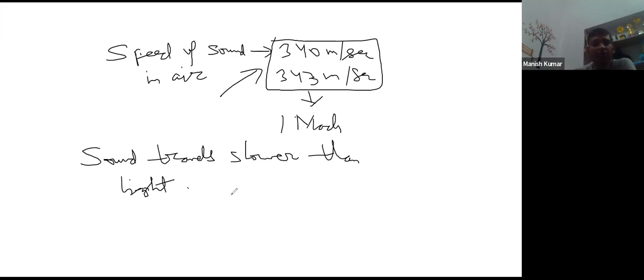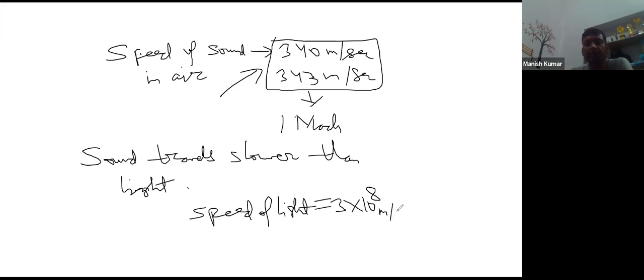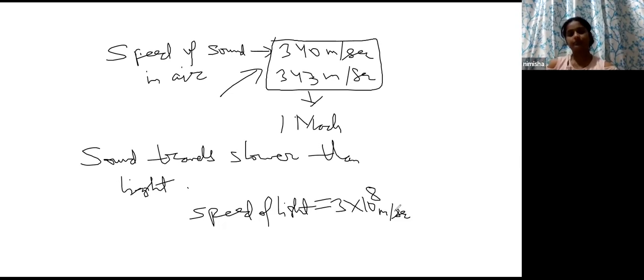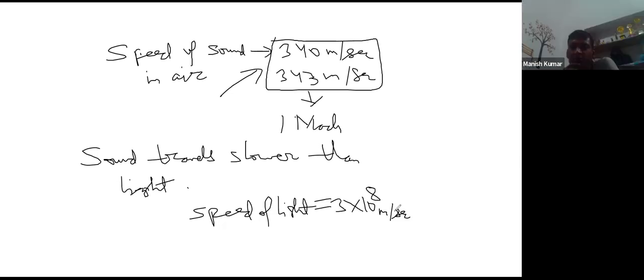Now, what is the speed of light? 3 × 10⁸ meters per second. And the speed of sound we already know, 340 meters per second. So there is a large variation between the speed of light and sound, isn't it? If you are told to write a paragraph on which one has more speed, you can use these parameters if you remember, and that will help you a lot. These calculations will be required in future also.